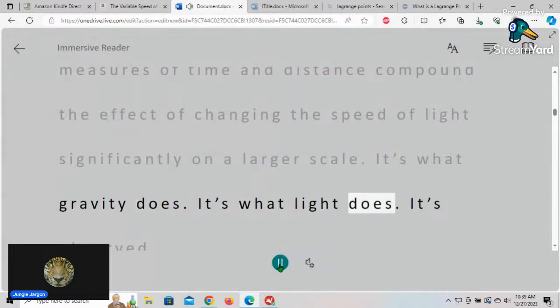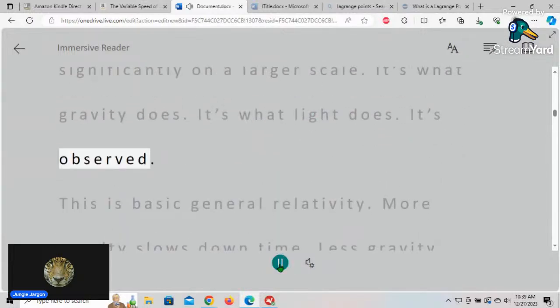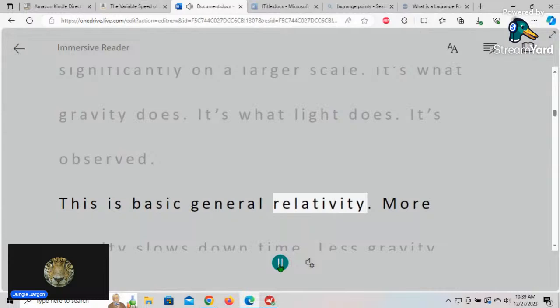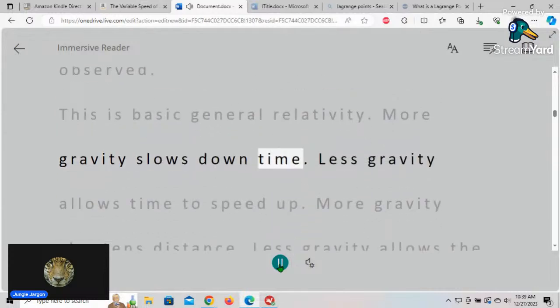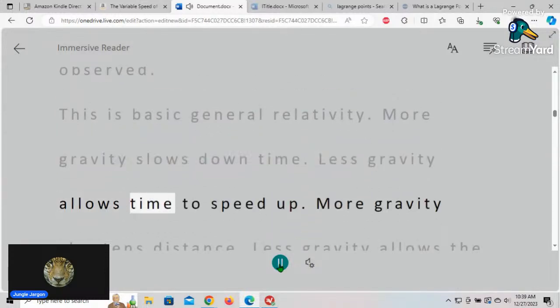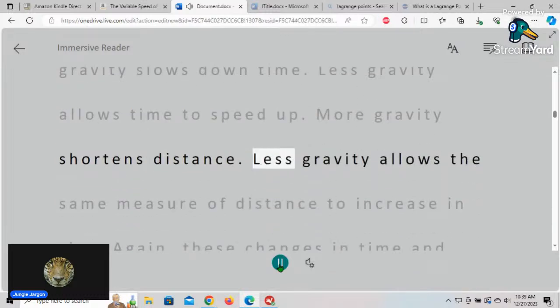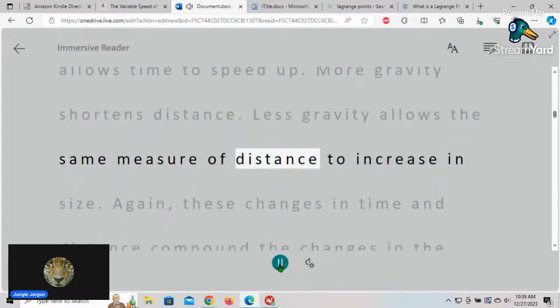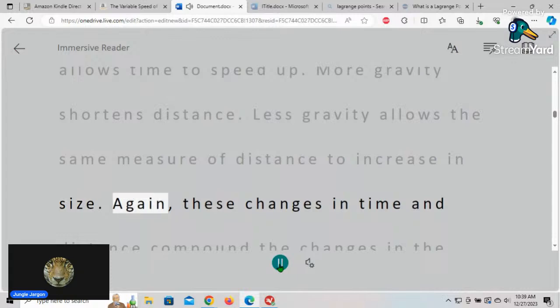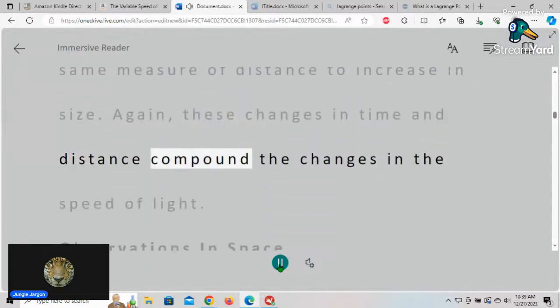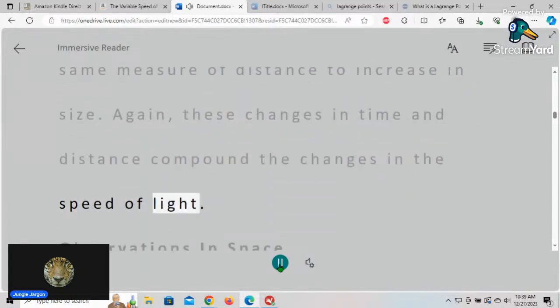It's what light does. It's observed. This is basic general relativity. More gravity slows down time. Less gravity allows time to speed up. More gravity shortens distance. Less gravity allows the same measure of distance to increase in size. Again, these changes in time and distance compound the changes in the speed of light.